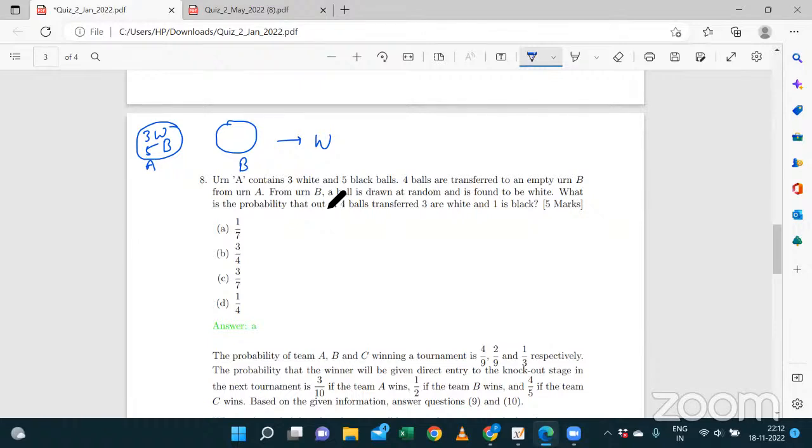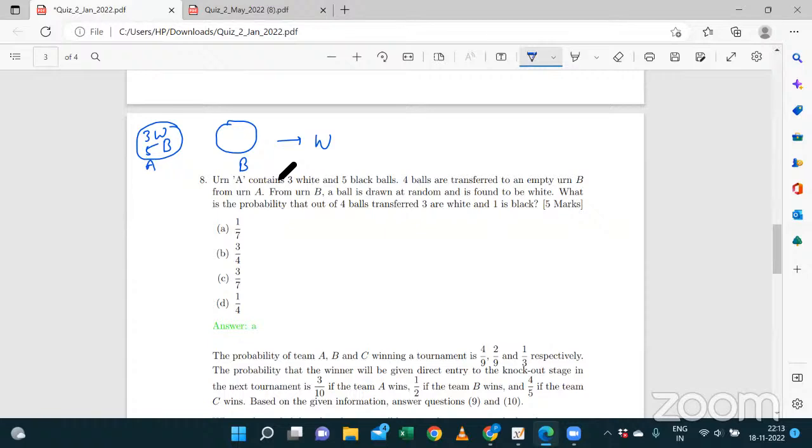So what should be the correct approach according to you? 0 white balls, 1 white ball, 2 white balls, 3 white balls, sir. Correct. So what is the probability of getting 0 white balls? It will be all 4 black balls. Totally 5 black balls are there. We have to select 4 balls, so 5C4.